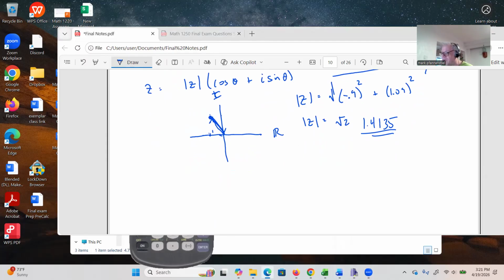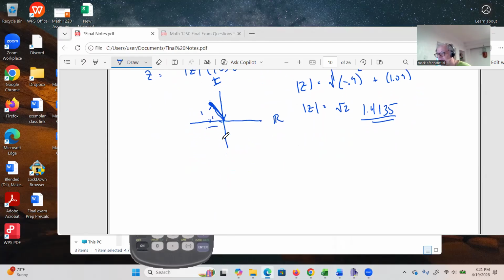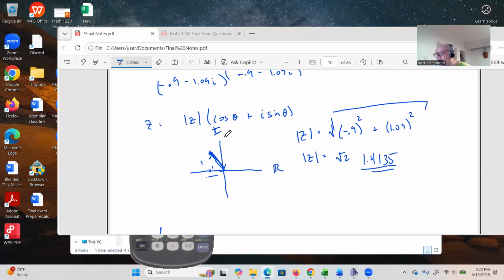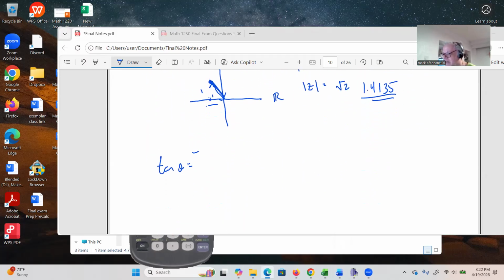We have the adjacent side and the opposite side. How do we get the angle? We need the trigonometric function that relates the opposite, the adjacent, and the angle. That's tangent. So the tangent of theta is equal to the opposite side, negative 1.09, I misdrew this, it should be down here in the third quadrant, divided by negative 0.9. Negative over negative is positive. So theta equals the inverse tangent of 1.09 divided by 0.9.